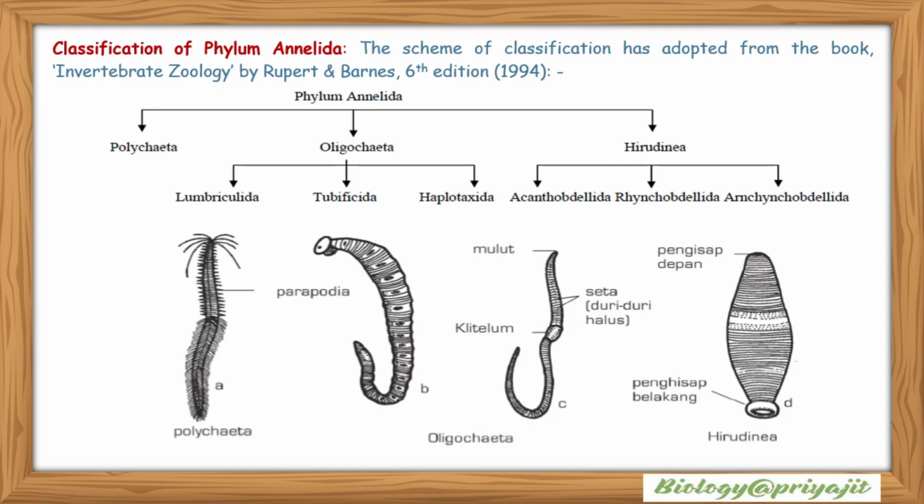So now we should know about the classification of phylum Annelida. The scheme of classification is adapted from the book Invertebrate Zoology by Robert Barnes, 6th edition 1994. So the phylum Annelida can be classified into three classes: Polychaeta, Oligochaeta and Hirudinea. Class Oligochaeta can be divided into Lumbriculida, Tubificida and Haplotaxida, and Hirudinea can be grouped into three orders: Acanthobdellida, Rhynchobdellida and Arhynchobdellida. These are the representative images.